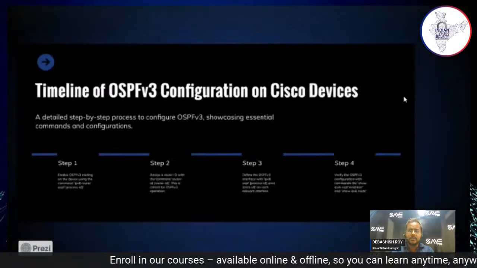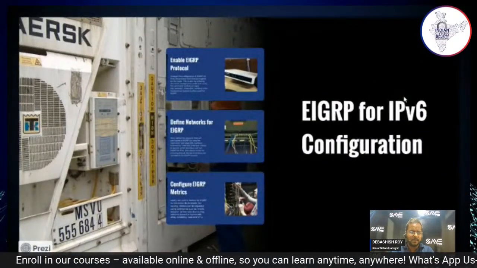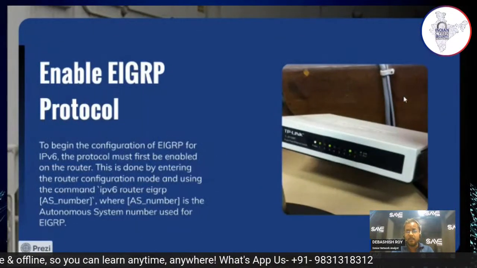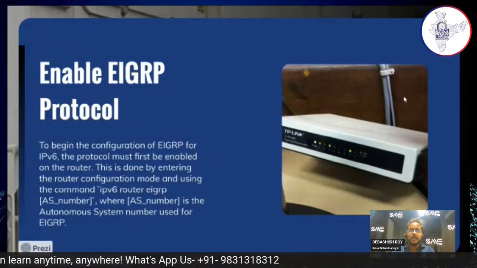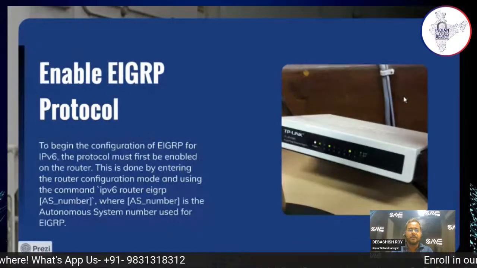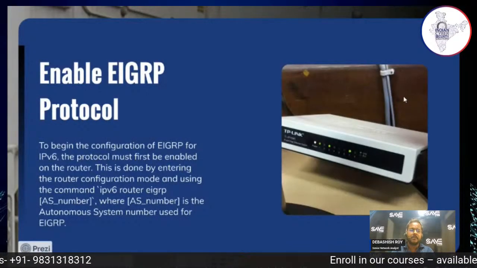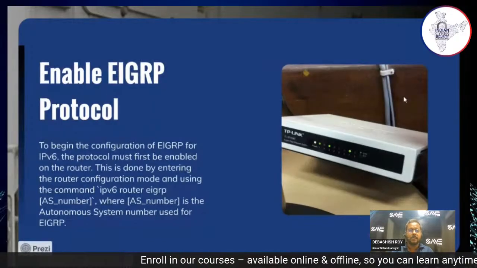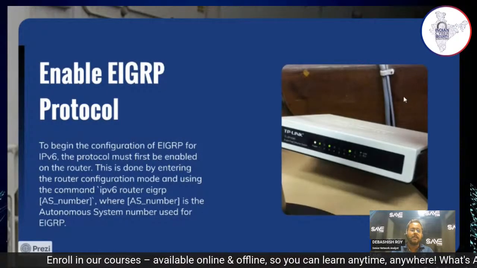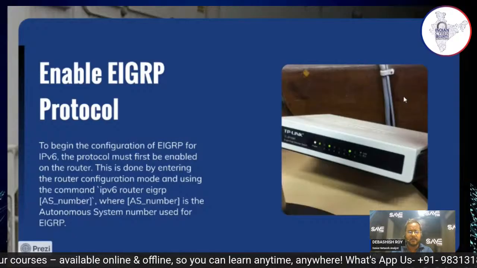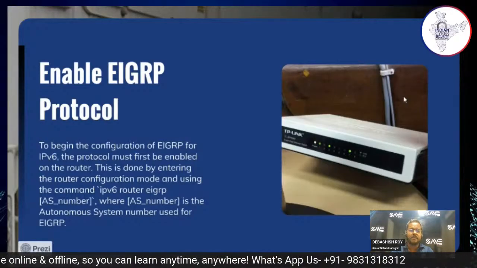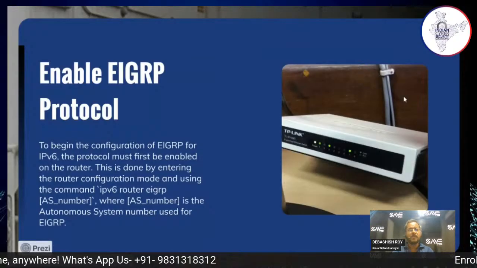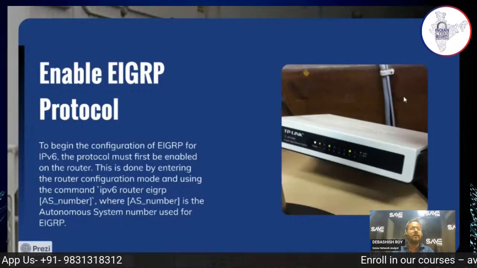So this is the configuration of OSPF. Now EIGRP: compared to OSPF, it is even easier. You have to configure and enable the EIGRP protocol. To begin the configuration, the protocol must first be enabled on the router. This is done by entering the router configuration mode, using the command ipv6 router eigrp, and then you have to give the AS number. It is similar to OSPF, where the AS number is the autonomous system number. In OSPF we give the process ID, and here you give the AS number.